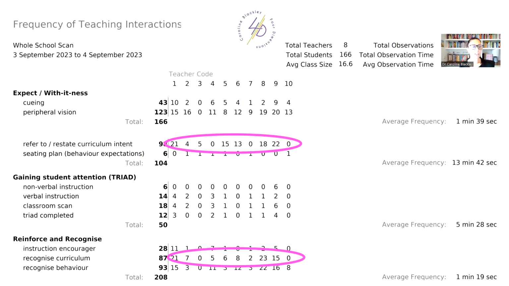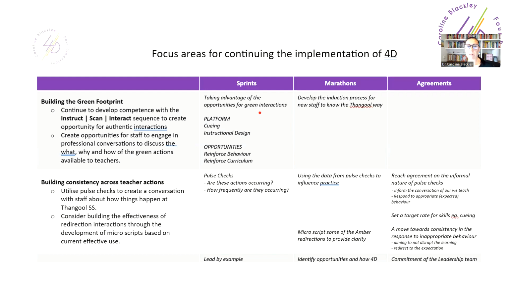And when we look at, let's just say, referring and restating curriculum, when you look at the bright pink circle on your screen, our first lot of data sets might say we are doing this wonderfully. Yet when we look at this data set between 10 staff, we can see that only 5 of our teachers are doing it with high frequency, the others are not. So between all these data sets, what schools get when we do whole school scans is the ability to plan where they're spending professional development funds, what their focuses are, and how we then create what we call the implementation of sprints, marathons, and agreements.